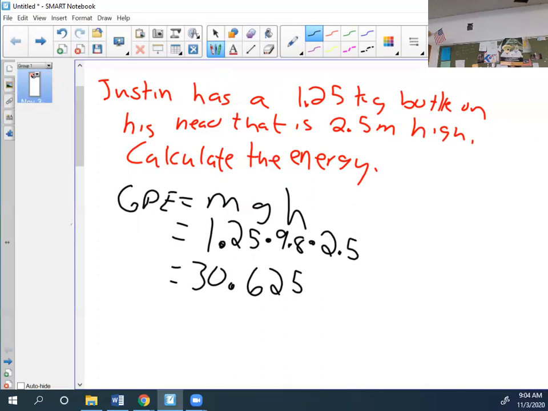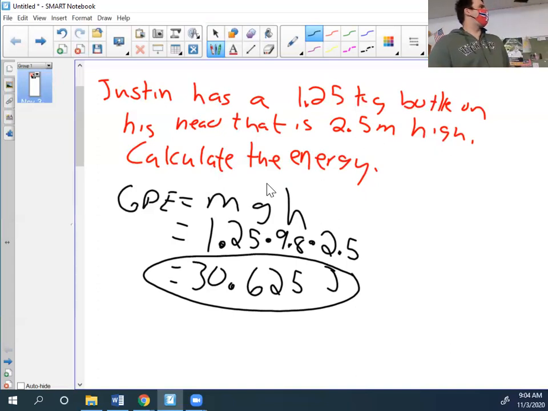Why is it wrong? It's not labeled, it doesn't have units. What are the units of energy? Joules. 30.625 joules. Everything will be joules today.